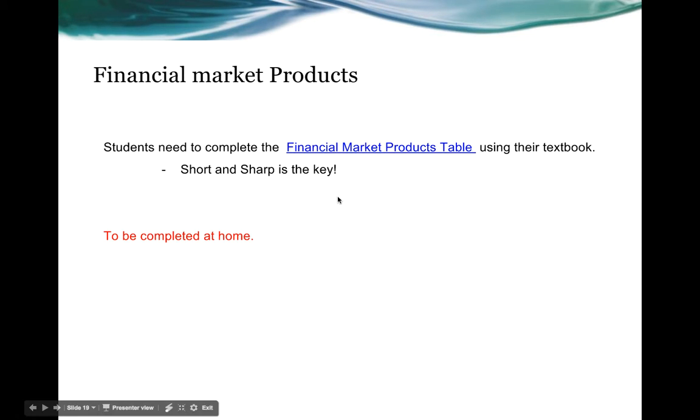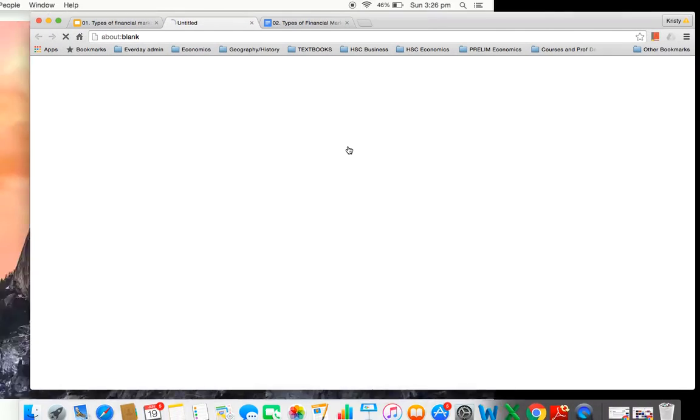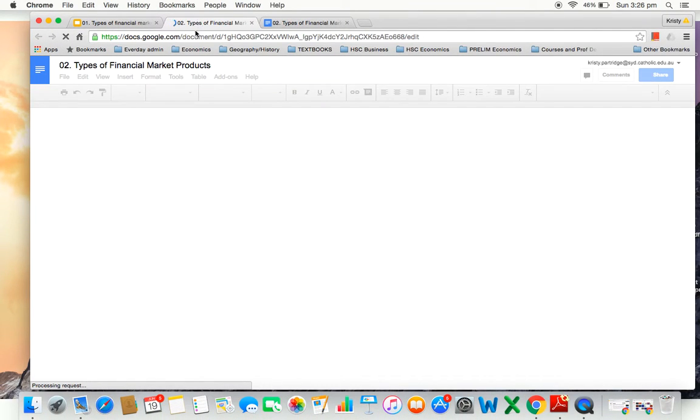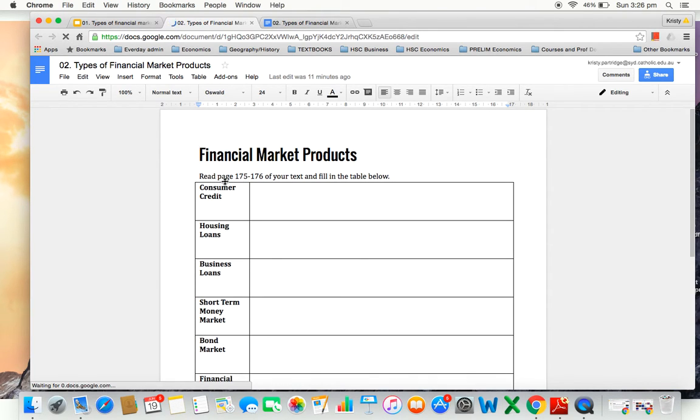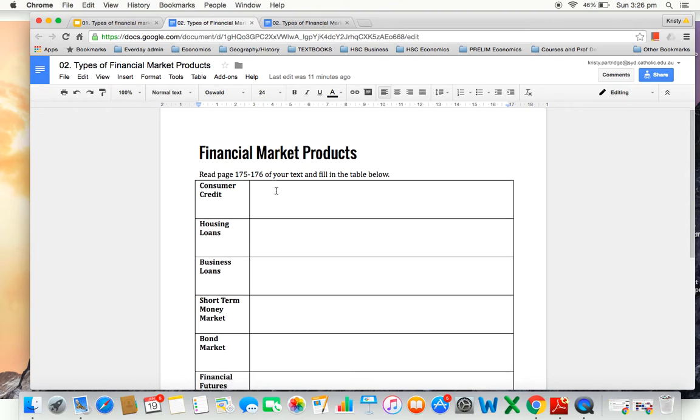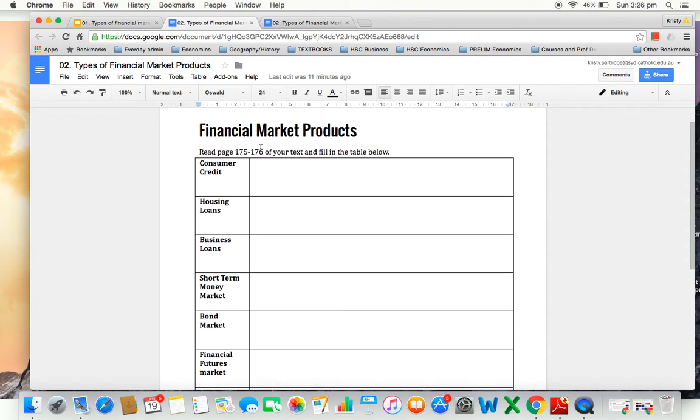Okay, once you've done that, this is a bit of an activity that you need to do at home. This document, Types of Financial Market Products, is in your drive. And you need to read page 175 and 176 to complete this table.